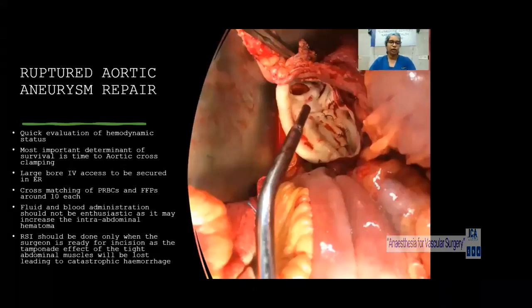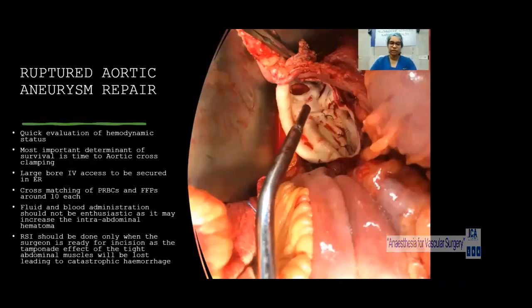post-operatively. Here's a small note on the ruptured aortic aneurysm repair. In such patients, a quick evaluation has to be done of hemodynamic status when the patient is received in the ER. Large bore IV access has to be secured. The most important determinant of survival is the time from reception of the patient to aortic cross-clamping. Cross-matching of PRBCs and FFPs, around 10 of each, has to be sent.